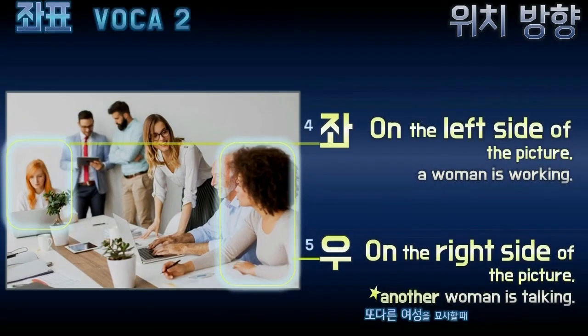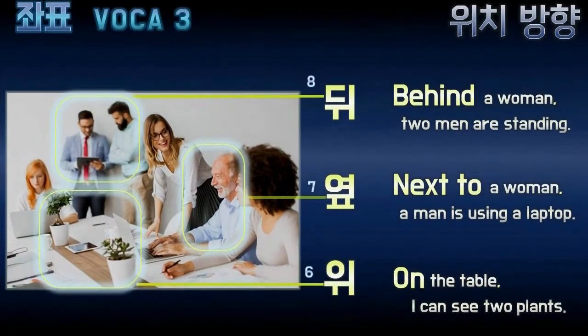On the left side of the picture, a woman is working. On the right side of the picture, another woman is talking. On the table, I can see two plants.